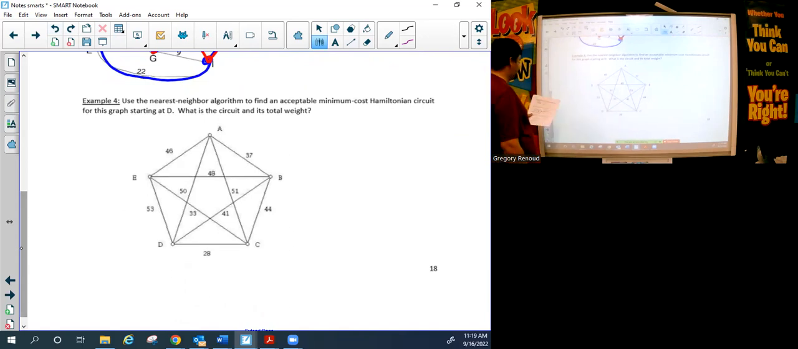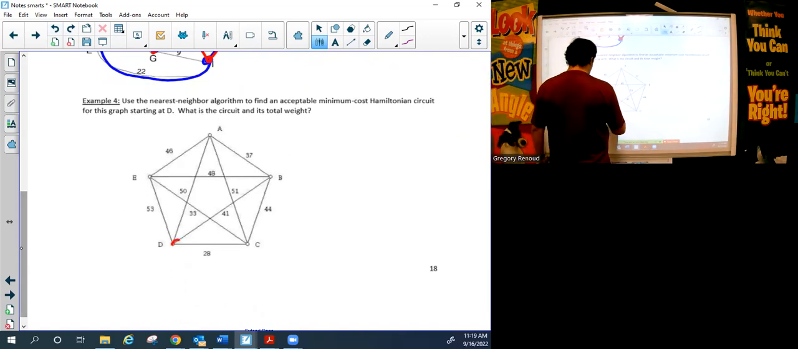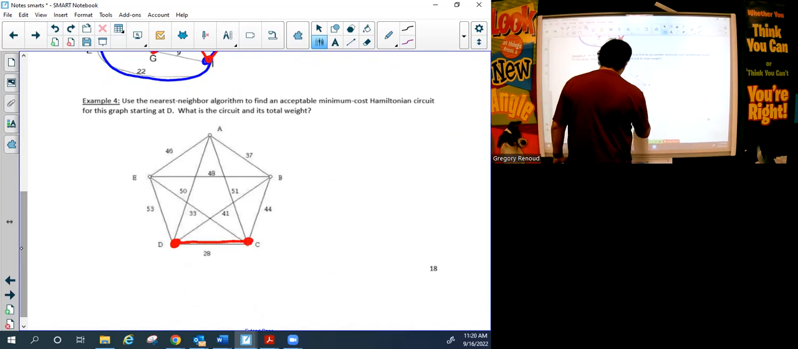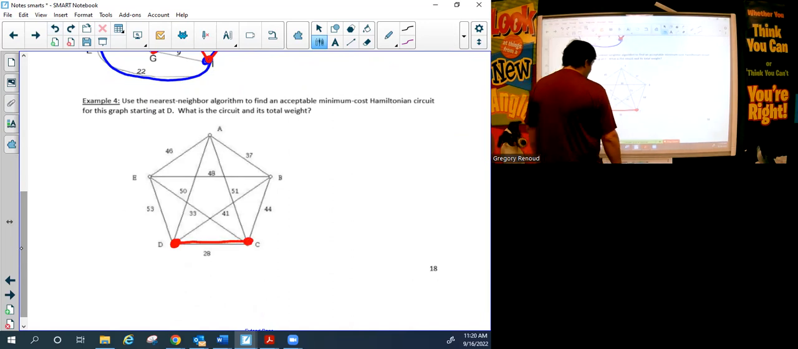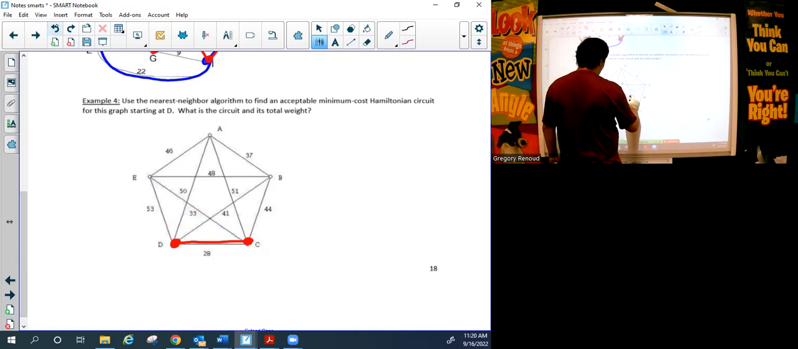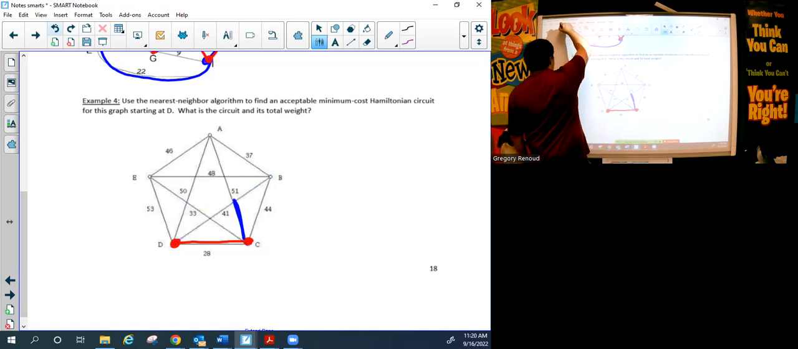Example 4, starting at point D, find the lowest cost. So from D, I should see that the lowest possible cost is this 28 over to C. From C, and by the way, when I see a number in the middle of the line, that means it's referring to that line. It's not referring to anything else. Like this could get confusing. Is the 41 talking about there, or there? It's talking about the middle of the whole thing. So that's what I'm looking at.